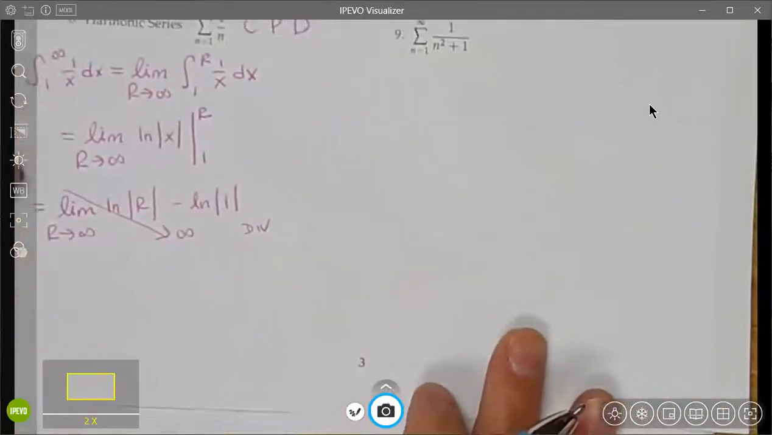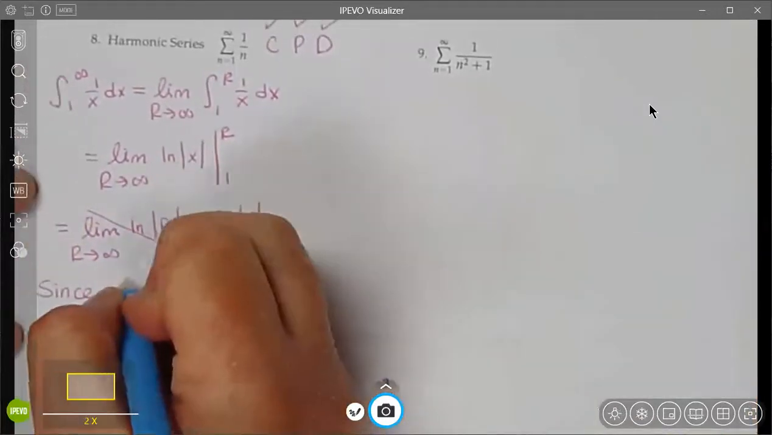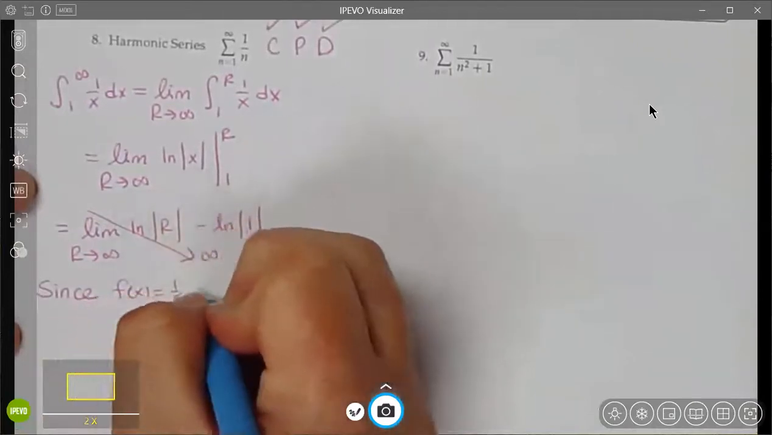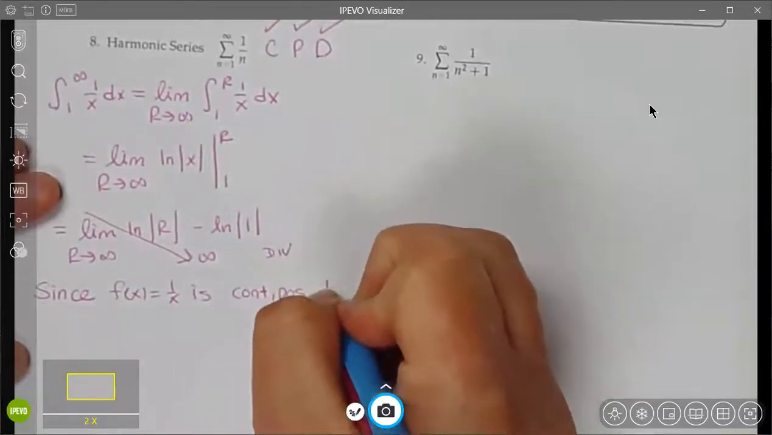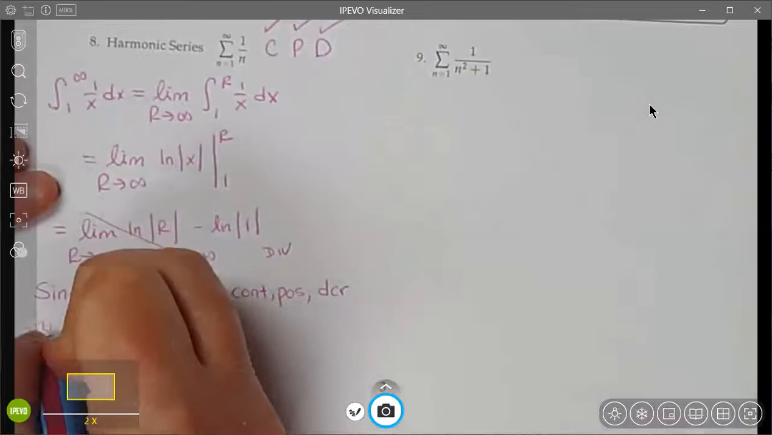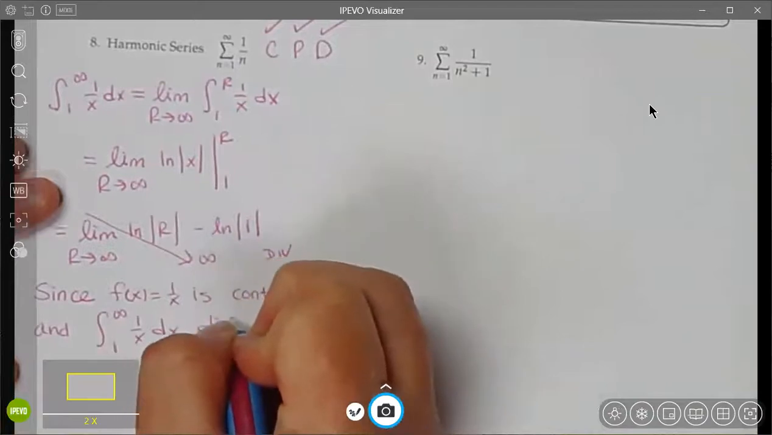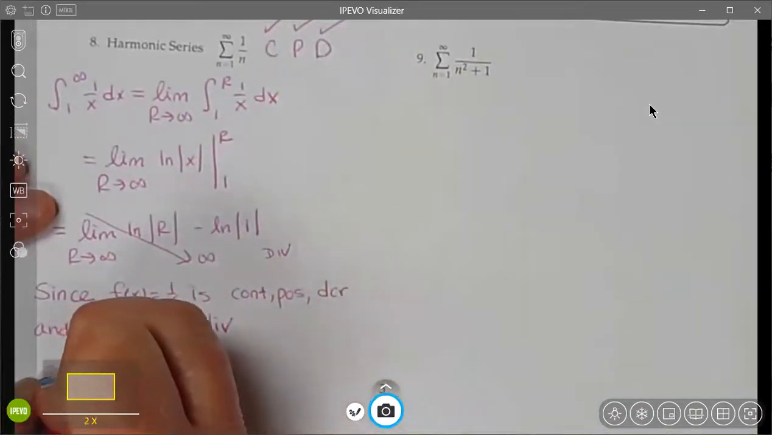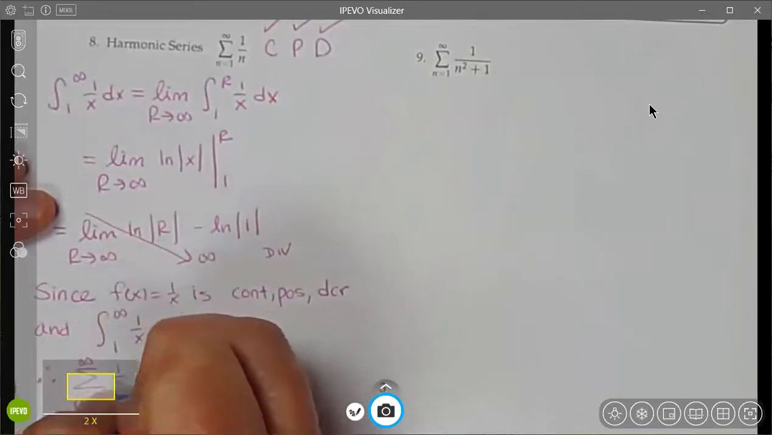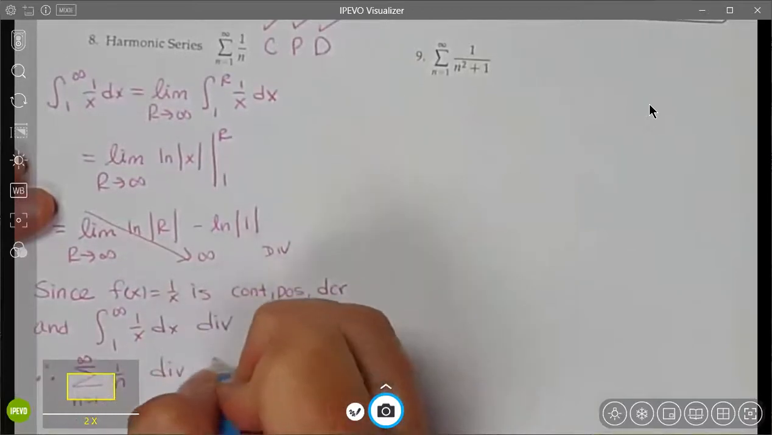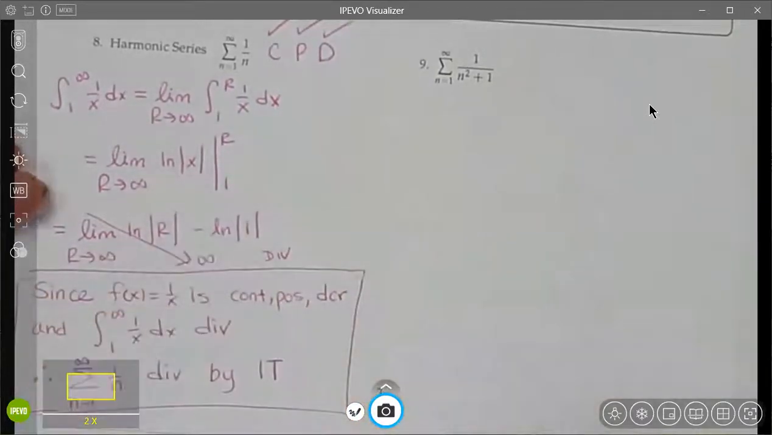And now I'm ready to do my write-up. So my write-up is going to be, since f of x equal to 1 over x is continuous, I'll just write CONT, positive POS, and decreasing DCR, and the integral from 1 to infinity of 1 over x dx diverges, then, or therefore, whichever you'd like to use, the sum from n equals 1 to infinity of 1 over n diverges by IT. So you want to make sure that you state which test you're using to make that conclusion. Okay, so there's your write-up.